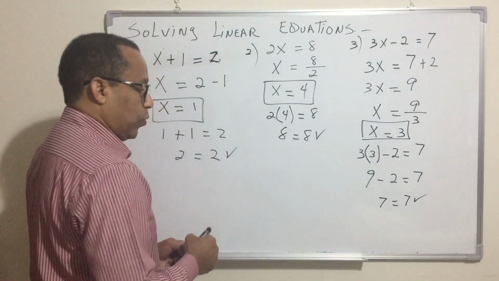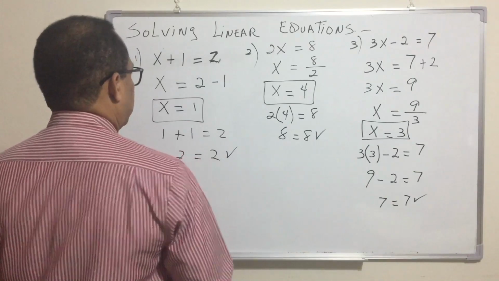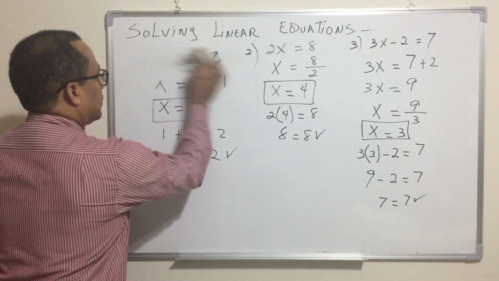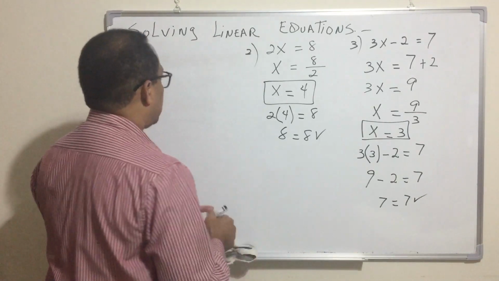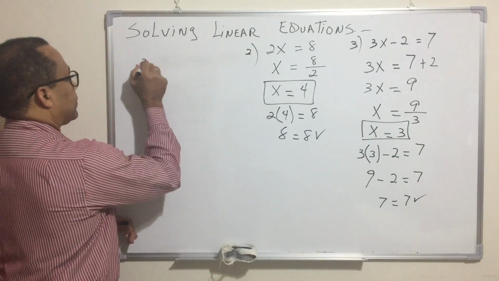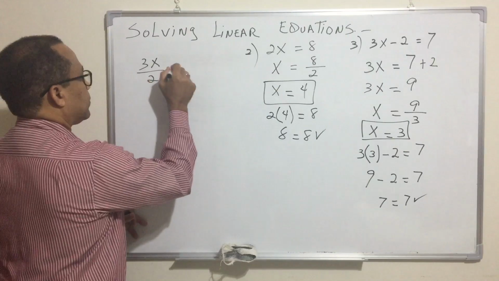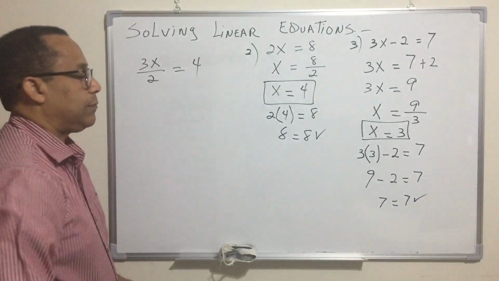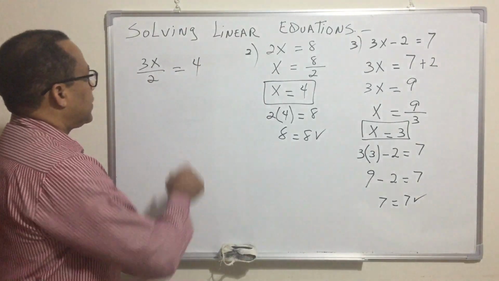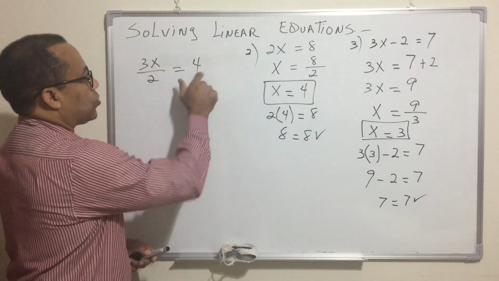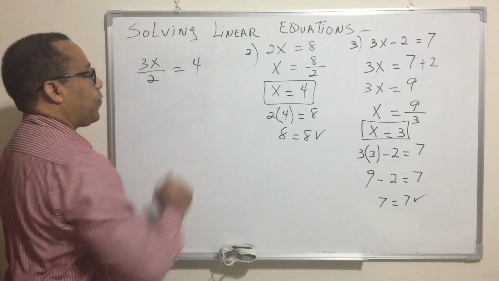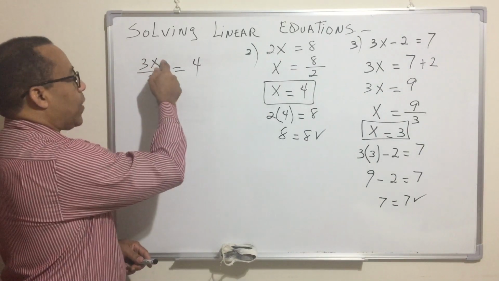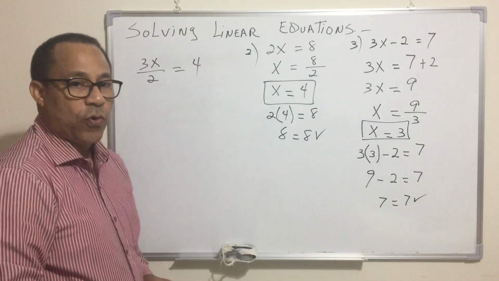And the last equation we are going to solve will be this one. It says 3x divided by 2 equals 4. 3 times a number divided by 2 is equal to 4. The number 3 times what number divided by 2 will be 4.